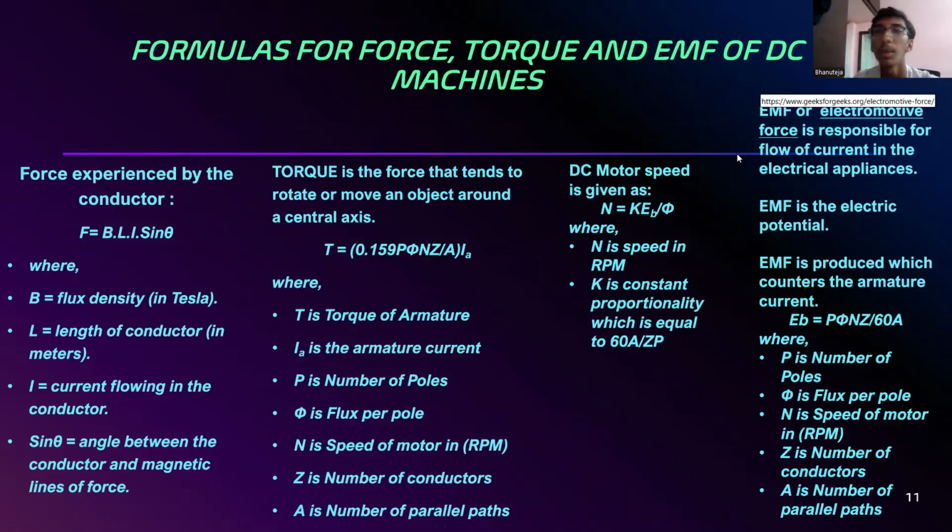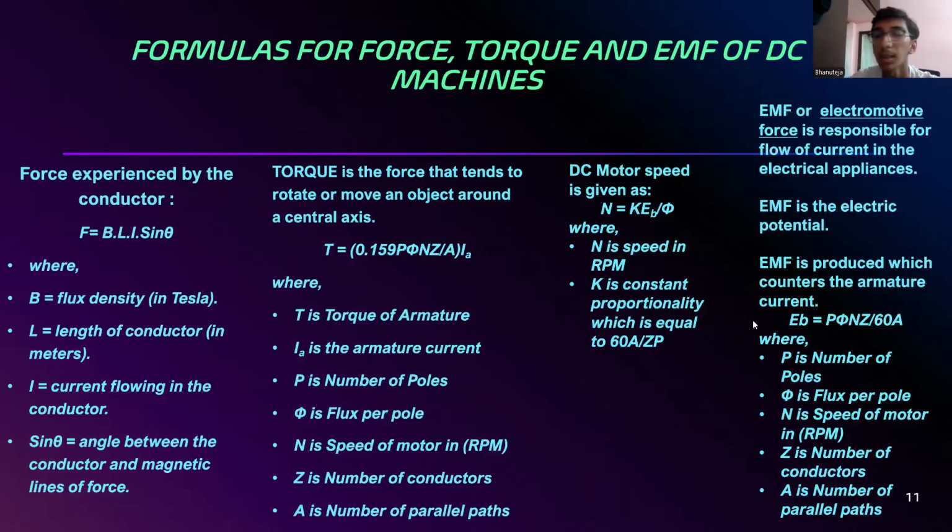Next, we will move on to the EMF of the DC machine. EMF, or electromotive force, is responsible for the flow of current in electrical appliances. EMF is the electric potential produced which counters the armature current. So Eb is equal to PφNZ/60A. And if you see, it's similar to the torque and DC motor speed, because it's derived from those two formulas.